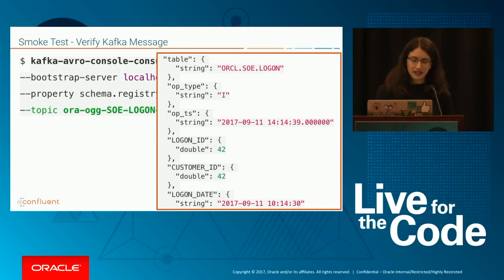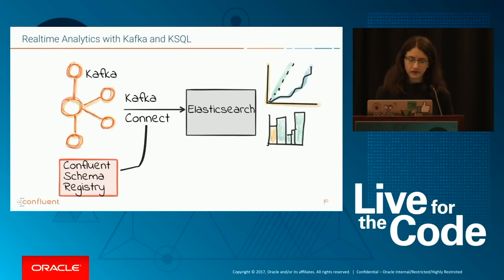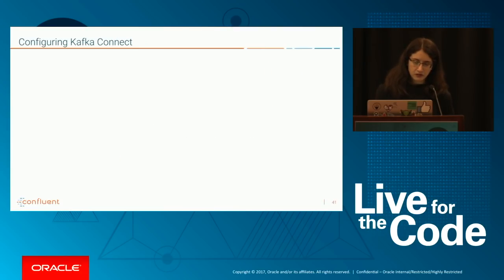I had this table, we have an operation, this is an insert, this is the timestamp, we got a login ID, a customer ID, and a logon date. And this is one event, and every time you do an insert into a table, you're supposed to get another one of those. You do an update, you'll get op type U. So this is really, really cool.